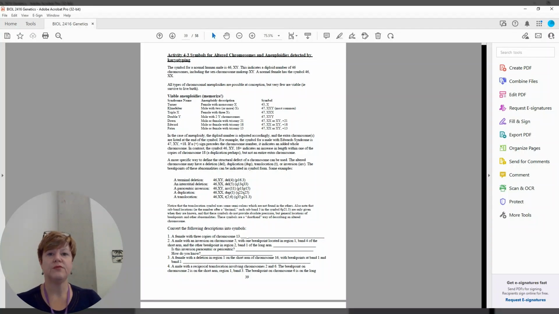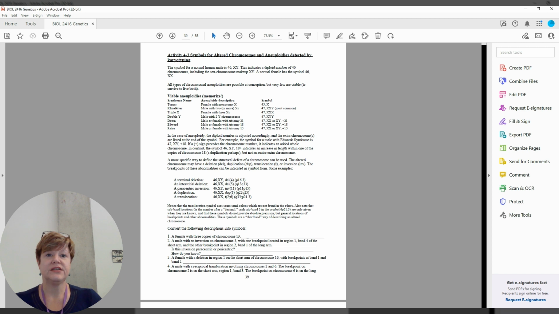So for activity 3, we're going to look at how to create symbols for altered chromosome structures and aneuploidies that are detected by a cytogeneticist in a karyotyping analysis. We start with the symbol for a normal human male, which is 46, XY. That means that in the metaphase spread, the cytogeneticist counted the normal number of chromosomes, 46, including one X and one Y. For a female, it would be 46, XX. So that's the symbol for normal male and normal female.